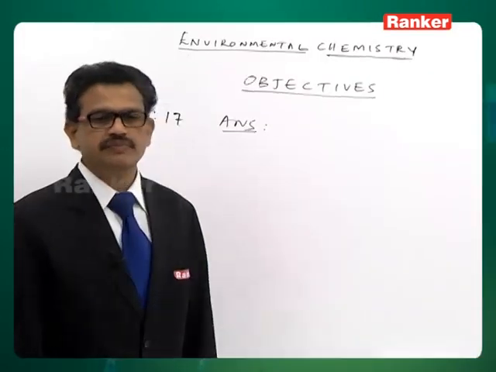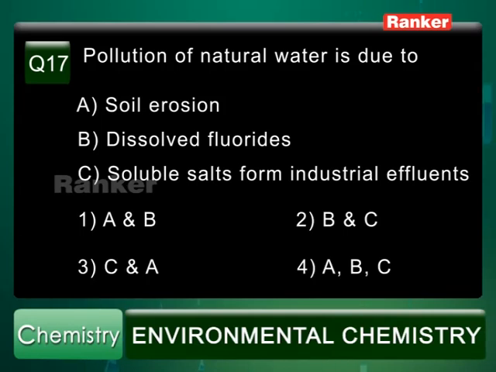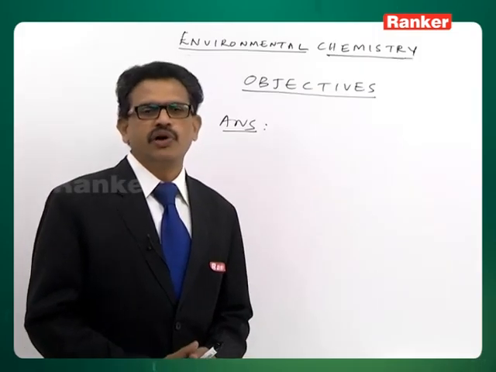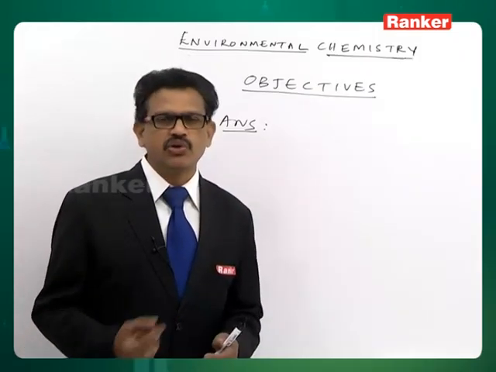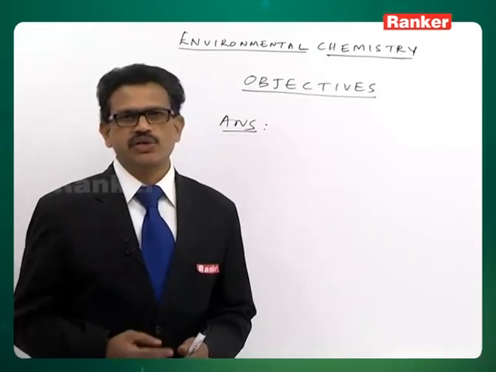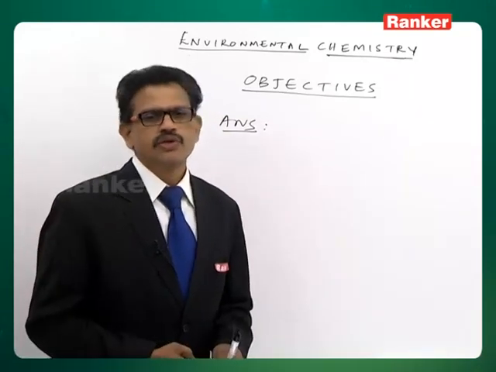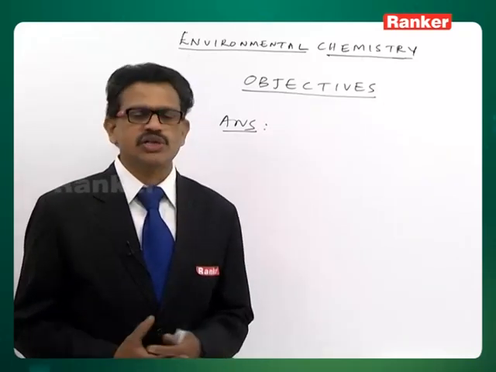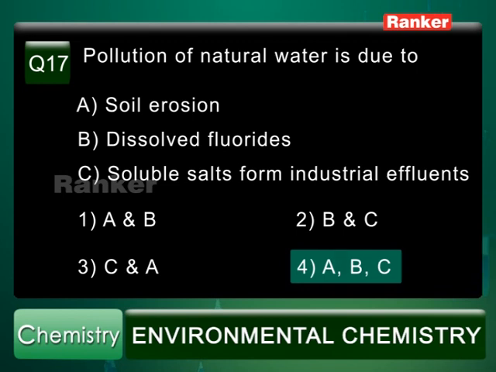Question number 17. Pollution of natural water is due to options A, soil erosion, option B, dissolved fluorides, option C, soluble salts from industrial effluents. They gave combined options: option 1 A and B, option 2 B and C, option 3 C and A, and option 4 A, B, C, all the three. Pollution of natural water is because of soil erosion, yes, and because of dissolved fluorides in excess levels, yes. Soluble salts from industrial effluents are also responsible. So we can go for answer 4 for the 17th question.